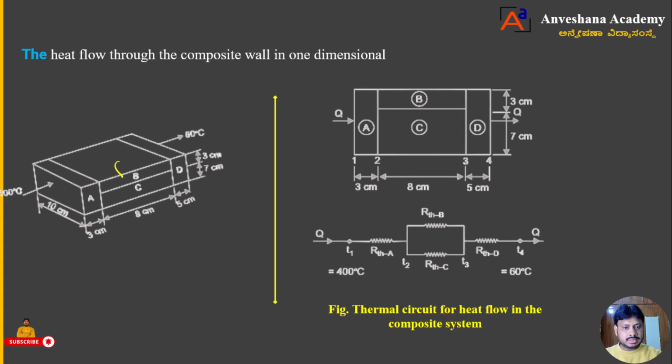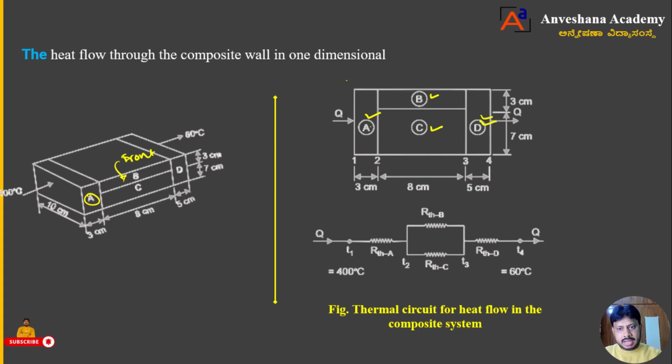Now what I will do, dear students, I will draw the front view for this particular composite material. This is material A. Then material B and C, then material D. I have written it here now. Dear students, materials B and C are parallel to each other. When we combine these two, you are going to get material A in series with the material B and C combination. Then the B and C combination is in series with material D. Then how to write the heat transfer equation or thermal resistance equation here?